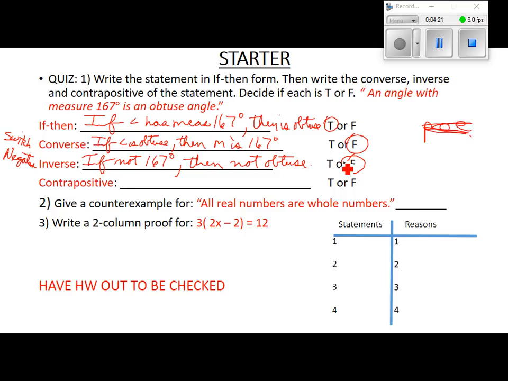Contrapositive. What does contrapositive do? Does both. And remember, you could go right back to the inverse and just switch it around. So what's it going to say? If not obtuse, then not 167 degrees. This is probably the hardest one to decide whether it's true or false. And we said if the original statement is true, about 99% of the time, what do you know about the contrapositive? It's true. So if you didn't know for sure and you made a guess on that one and said true, you've got a good chance of getting that one correct.